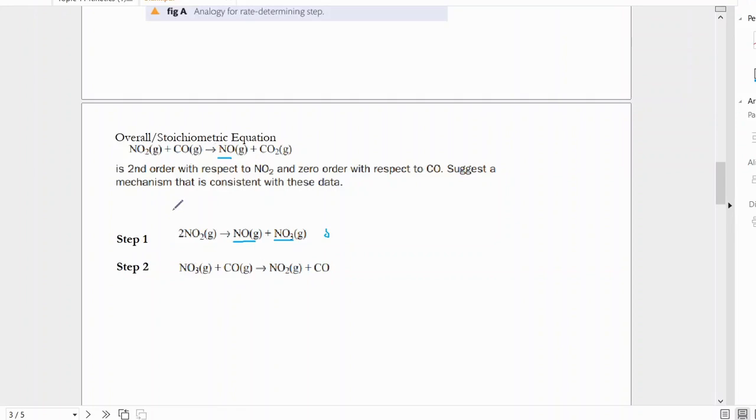So one thing to note is that intermediates are involved in the mechanism or in the elementary steps, but intermediates are not involved in the overall equation because these get cancelled out. If we add this, this gets cancelled out.